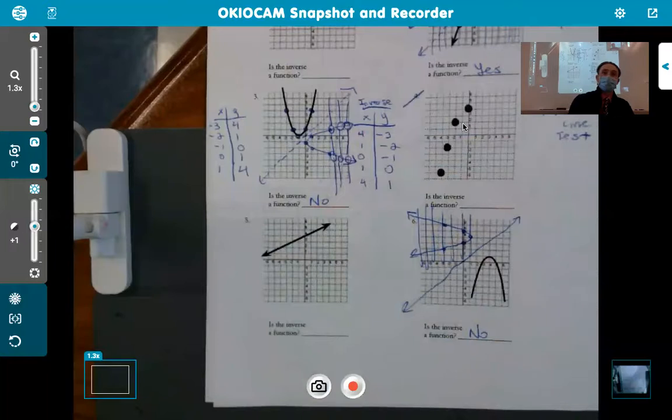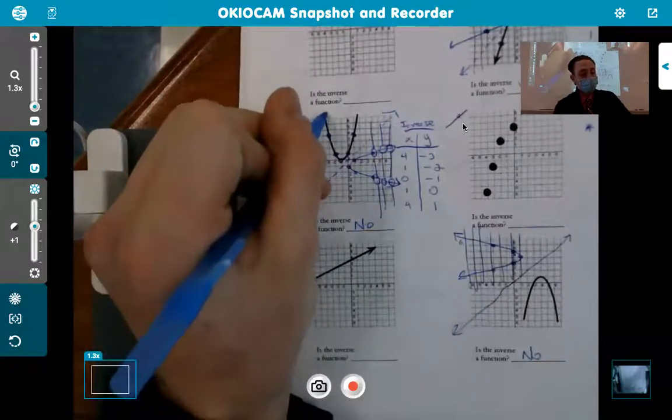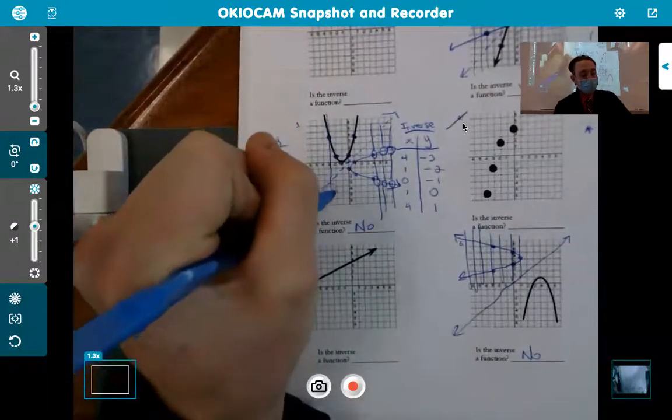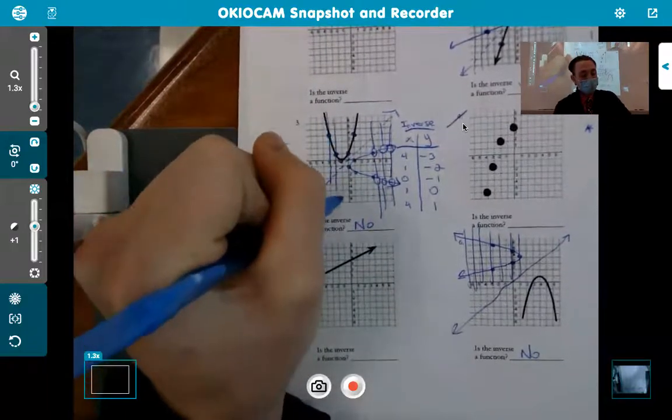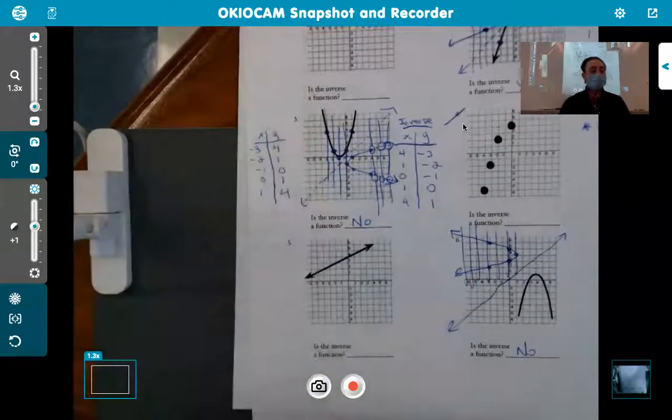Question? Since the original function and the inverse function have symmetry, can you just do the vertical line test for the original function? So that's not always the case, because notice that in example 3, this would actually pass the vertical line test right here. At any point, I'm only crossing once. Right?